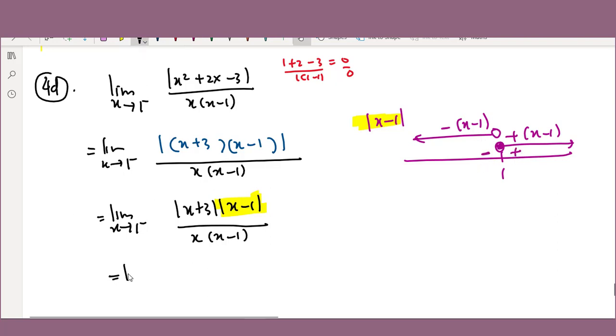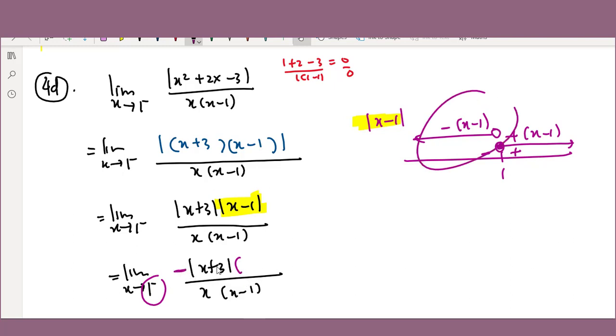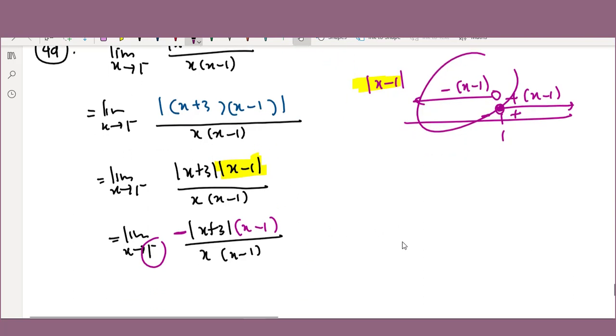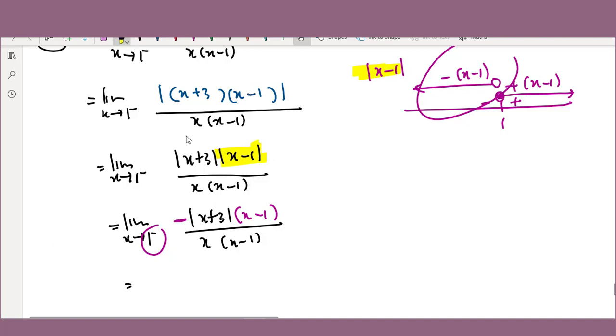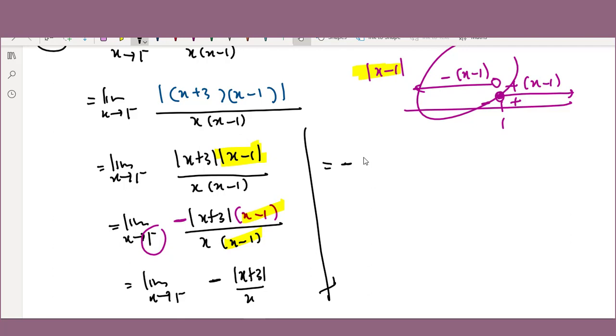Next step, just substitute or replace. Here we have modulus of (x plus 3)(x minus 1) over (x minus 1). On the left, modulus of x minus 1 is equal to negative (x minus 1). The next step is to simplify: cancel because it's equal. Then the limit as x approaches 1 from the left of negative (x plus 3) over x. Substitute the value: negative (1 plus 3) over 1 is equal to negative 4, a constant.